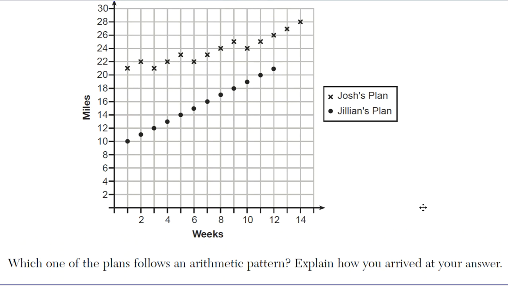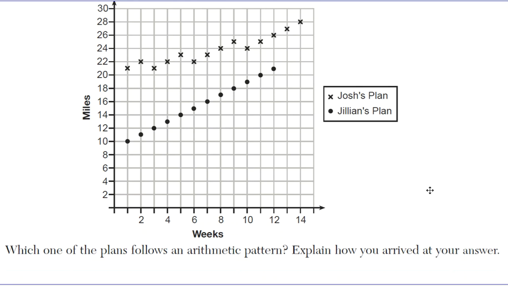Alright, so one thing you want to keep in mind concerning arithmetic patterns is that the graphical representation always follows a linear pattern. Okay, so let's just draw a line on Josh's pattern right there, and then let's draw a line on Jillian's pattern right here. Which of them is linear? You can clearly see that Jillian's plan is linear. Okay, so what does that tell us? It tells us that the arithmetic pattern is Jillian's.